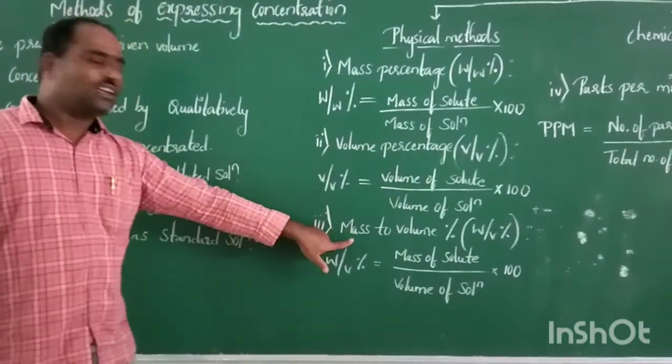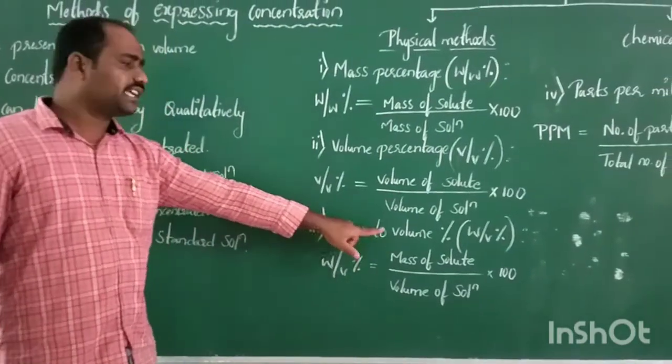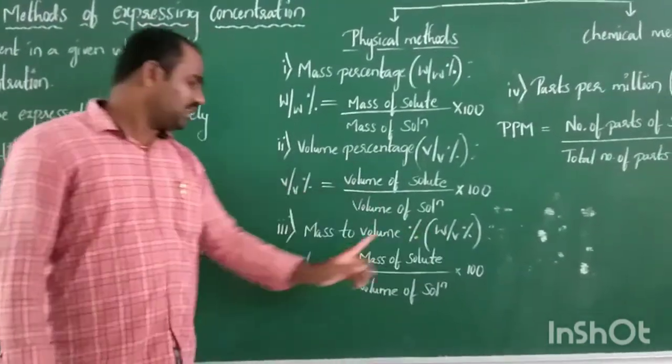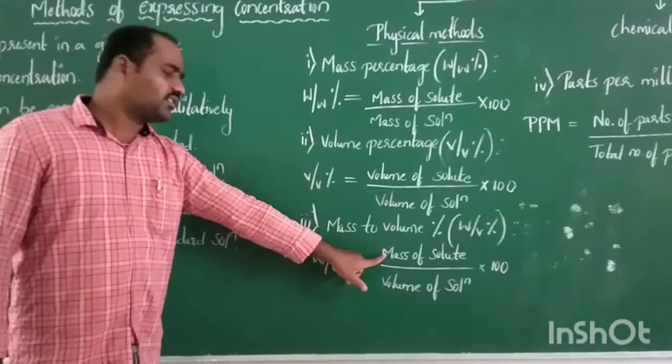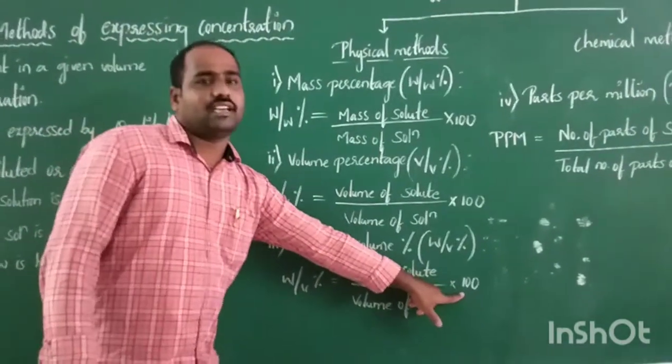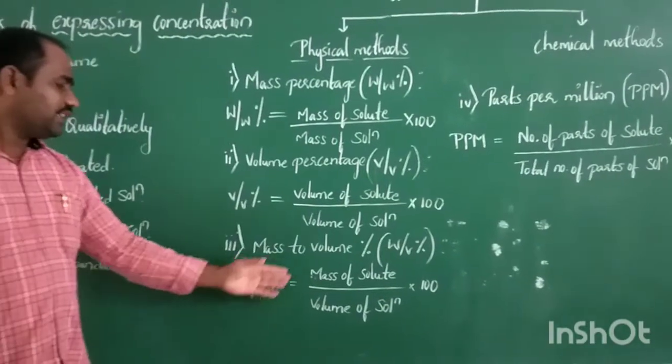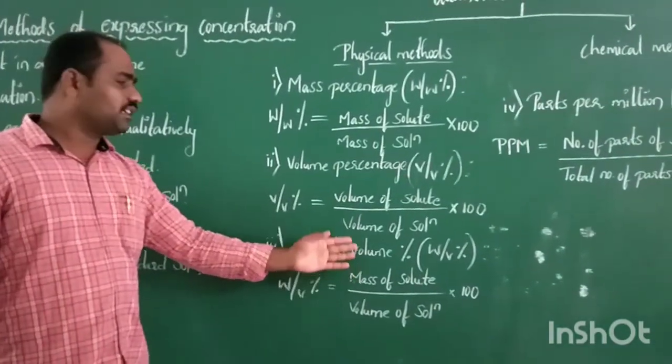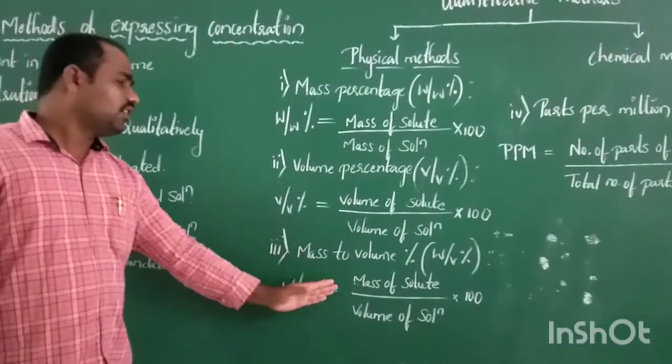Next, the third one is mass to volume percentage, indicated by W/V percentage. W/V percentage is equal to mass of the solute divided by volume of the solution, times 100. This is the third one. This mass to volume percentage method is mainly used in medicine and pharmacy.